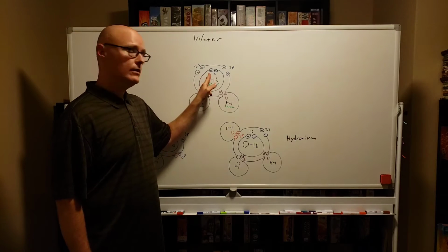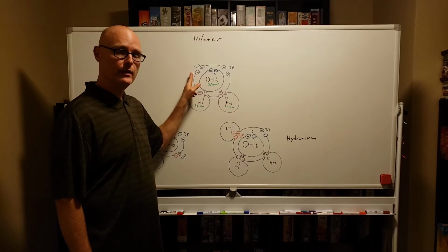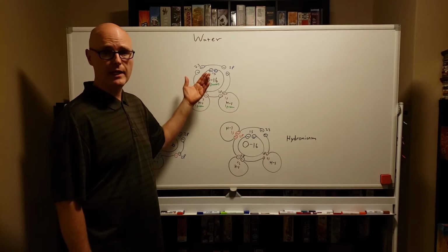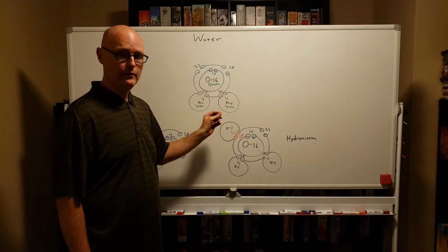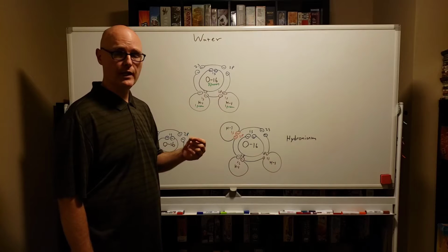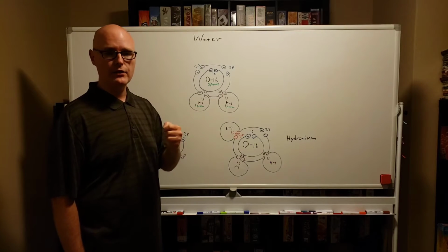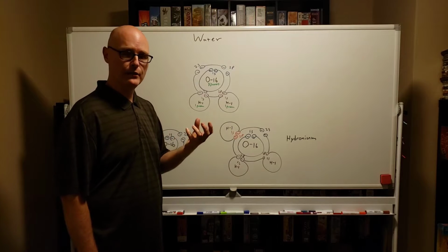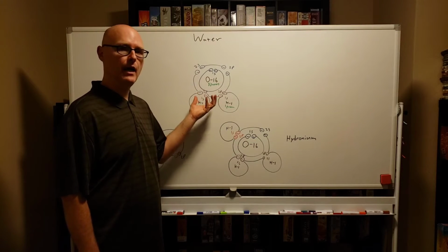Those would be 2 in the 1s shell, 2 in the 2s shell, and then the remaining 4 would be in the 2p shell. Hydrogen by itself is going to have 1 electron in the 1s shell. So both hydrogen and oxygen want to have full shells, so they will come together and they will covalently bond.